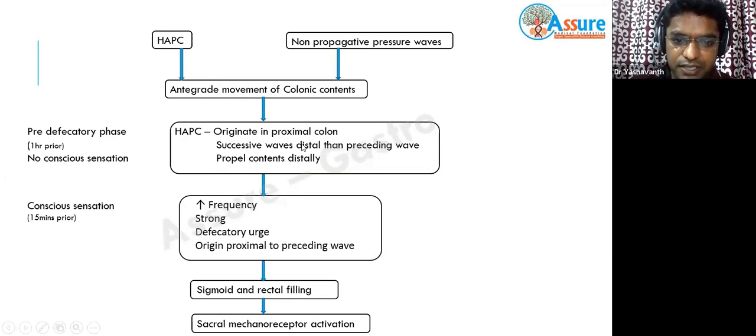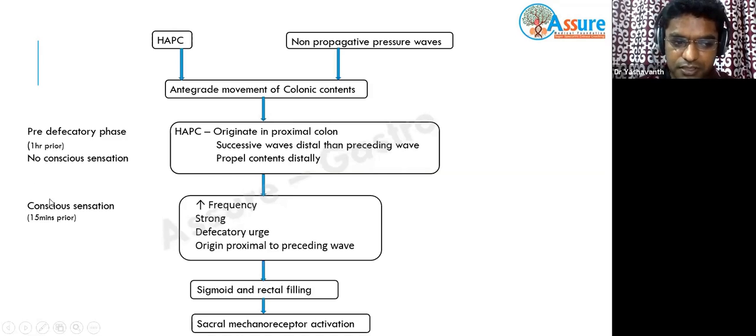The high amplitude propagated contractions and non-propagated pressure waves will cause the antegrade movement of the colonic contents, which results in successive waves distal to the preceding wave, so that the contents are propelled forwards. This usually occurs in the pre-defecatory phase, about 1 hour prior, or depending on your practice, it might be early in the morning. Remember, colonic movements are high in the early morning. So when you get up late on a few odd days, you might be constipated. That's because of this.